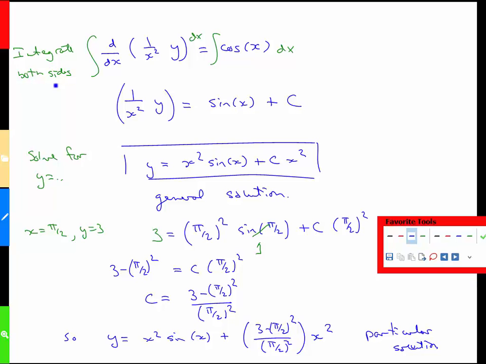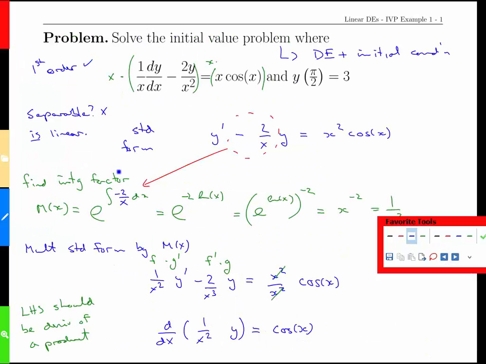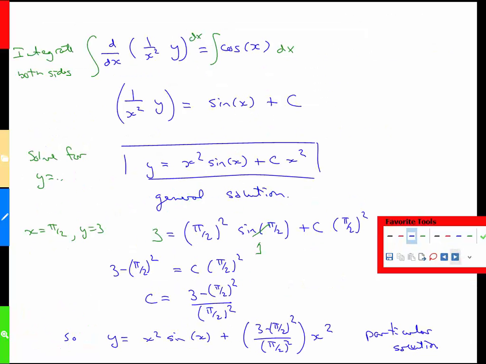That's the process. Let's go through the steps again. Putting things in standard form. It has to be first order and linear. Check. Then we can put it in standard form, find the integrating factor, multiply through by it, and then what we get is a derivative on the left. Everything on the left can be expressed as a derivative of a simple product. And then we do our usual integrate and solve for y process. If there's an initial condition, we use that to identify the integration constant's value.